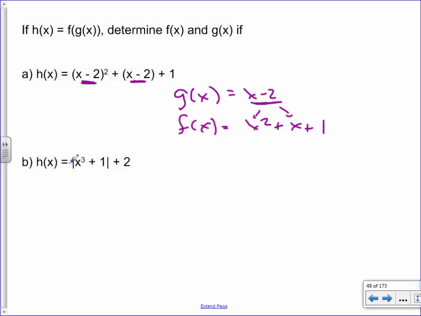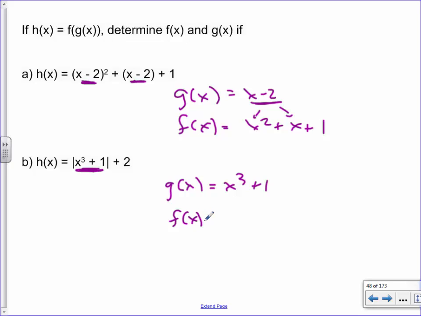Okay, how about this one? Does it look like there's a function inside of something else on this one here? Sure, there's something there. What if I were to make my g of x be the x to the third plus 1? Right? So imagine that this is what's been shoved inside there. What would the function that it got shoved into then be?